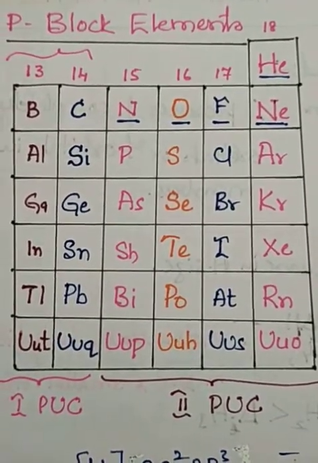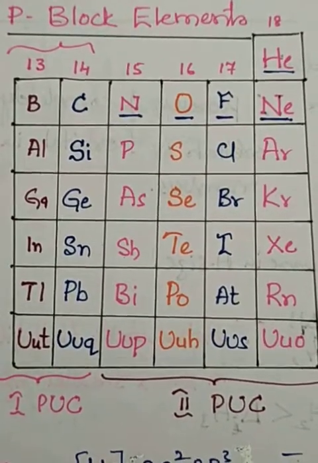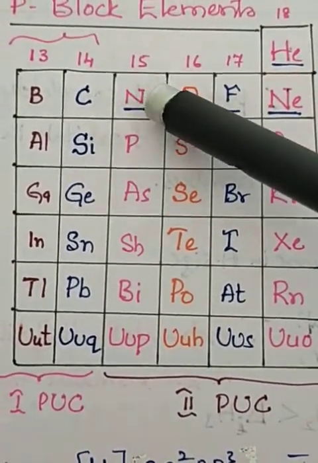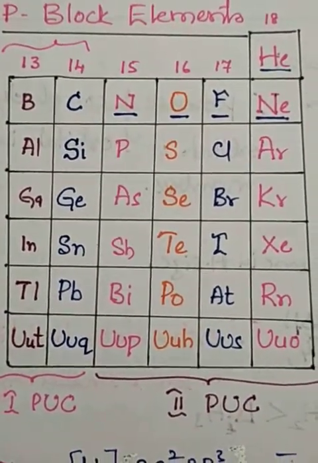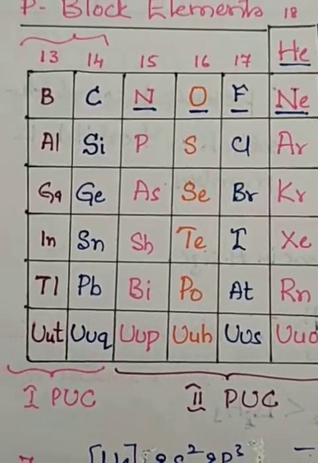Then we go for ammonia. Ammonia is formed as NH3. Nitrogen and hydrogen mixed together form ammonia. Then nitric acid, HNO3.